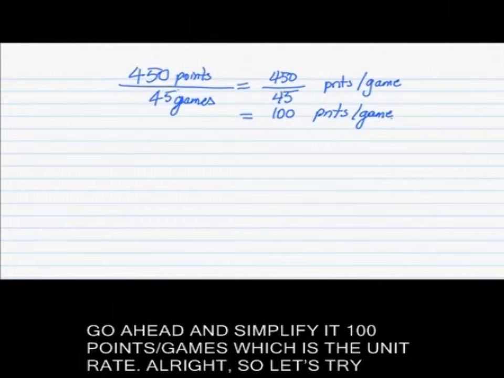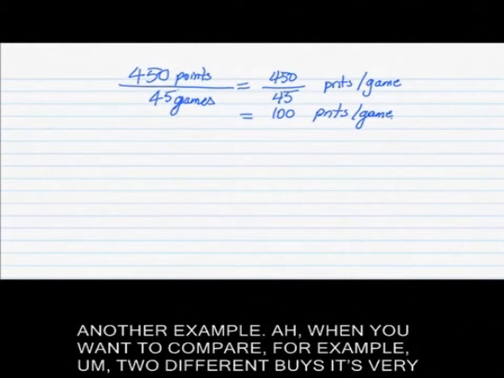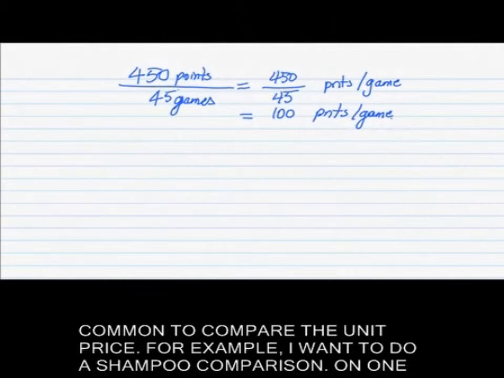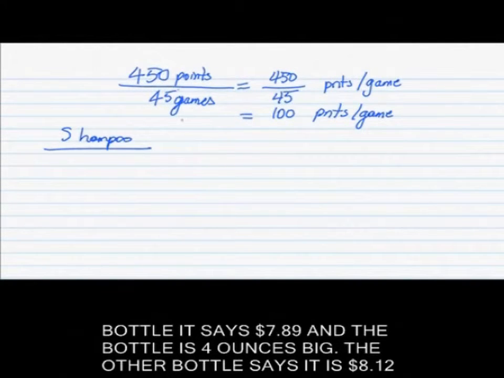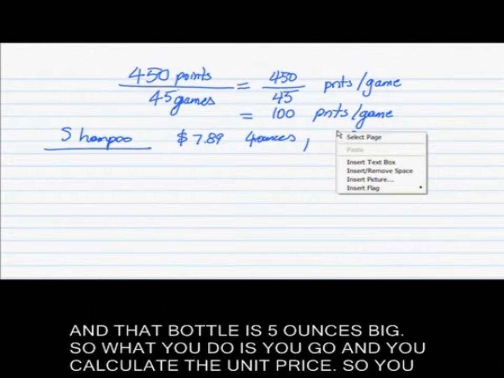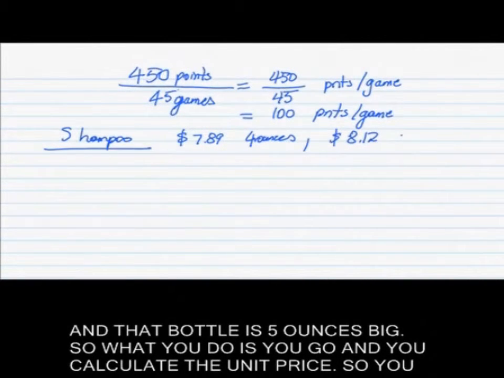All right, so let's try another example. When you want to compare, for example, two different buys, it's very common to compare the unit price. For example, I want to do a shampoo comparison. On one bottle, it says $7.89, and the bottle is 4 ounces big. The other bottle says it is $8.12, and that bottle is 5 ounces big.